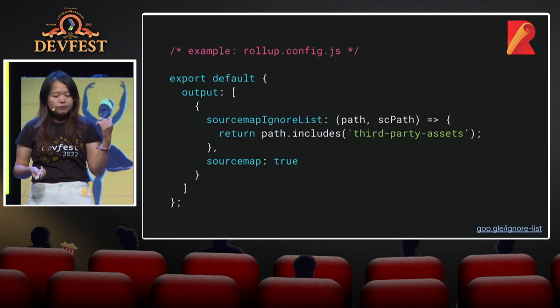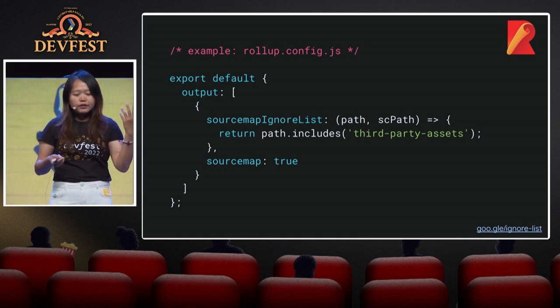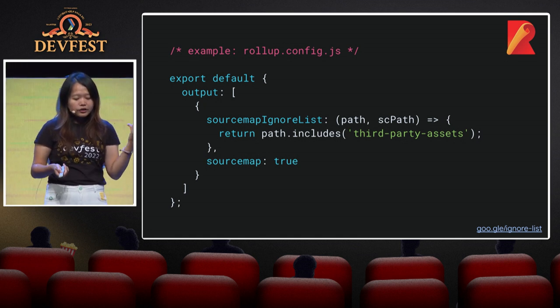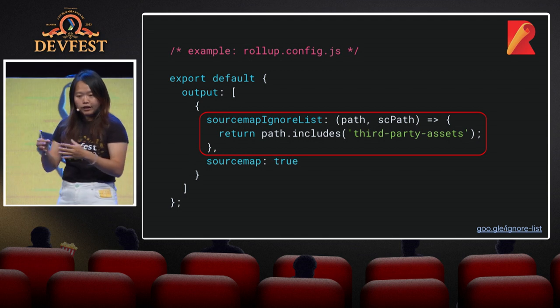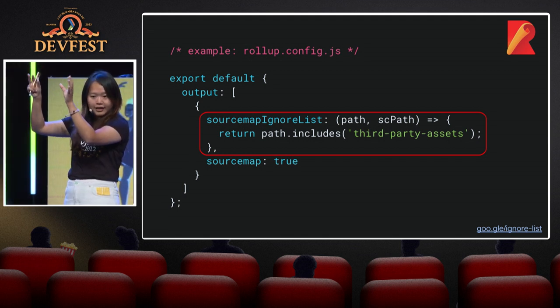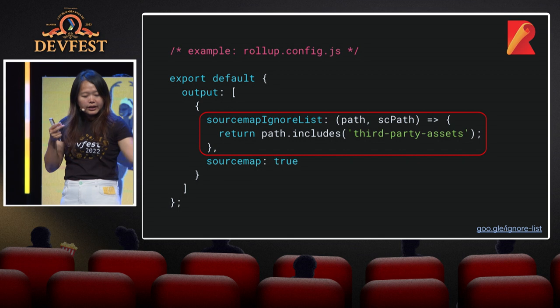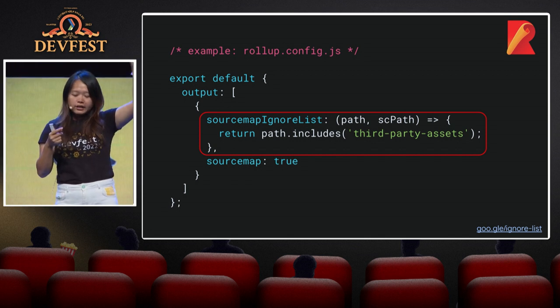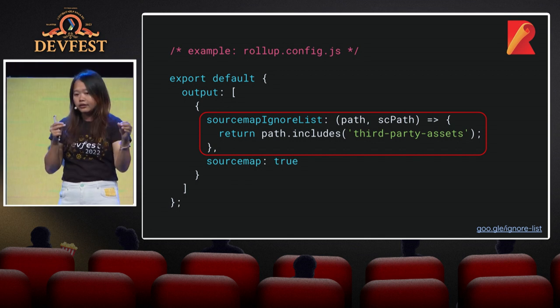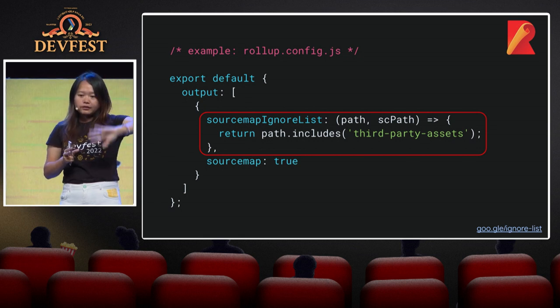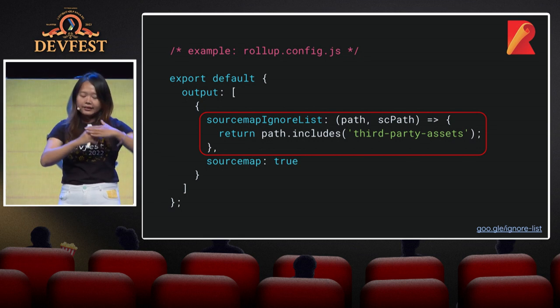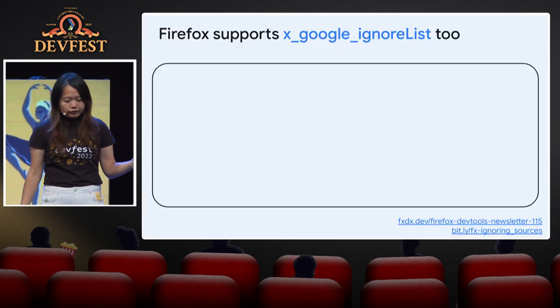Let me show you an example of a Rollup config file. So in the config file, there is a field called sourcemapIgnoreList. What you do here is tell the source map file what we should ignore. So for example, if you have a third-party asset folder, you can do this: if any path includes this path, just ignore it. Just add that line in the source map to say ignore it. So DevTools can understand that, oh okay, during the debugging, we will by default hide these stack frames. So that's much easier for you.